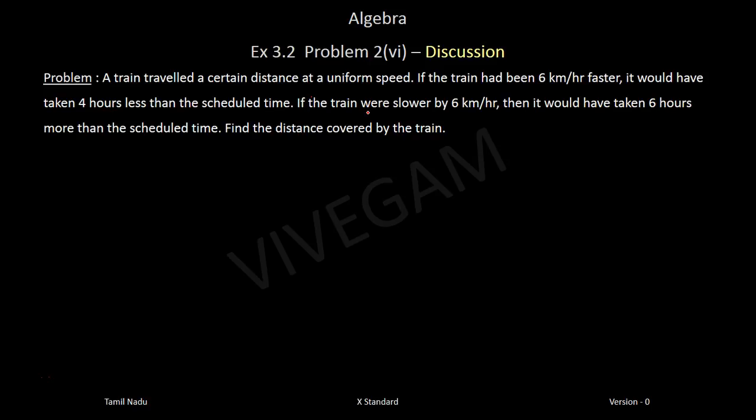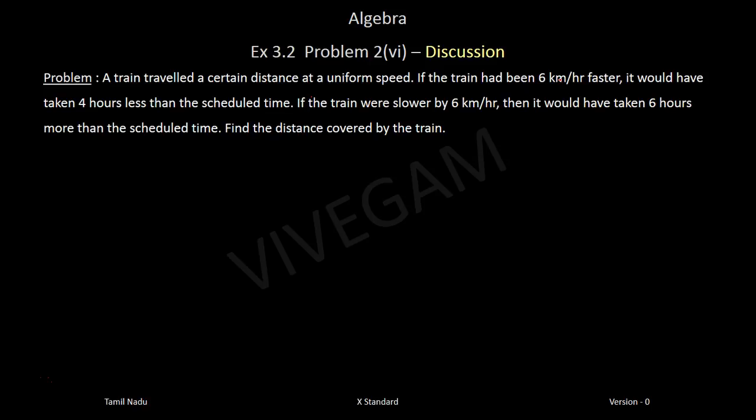Next condition, I'm trying to give you a numerical example so that you understand the condition clearly. If the train was slower by 6 kilometers per hour, original speed was 100 kilometers per hour. So now the revised slower speed will be 100 minus 6, 94 kilometers per hour. Then it would have taken 6 hours more. Originally it was taking 10 hours. Now it would have taken 16 hours. So that is the numerical example of this condition.